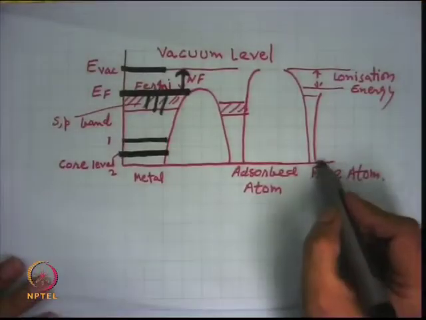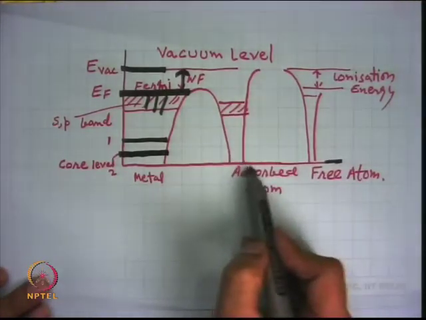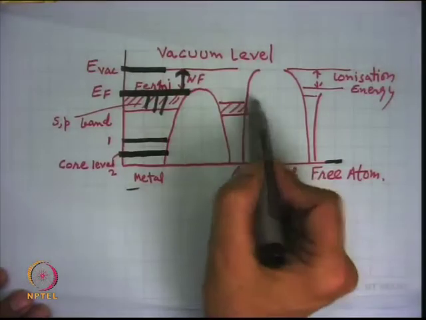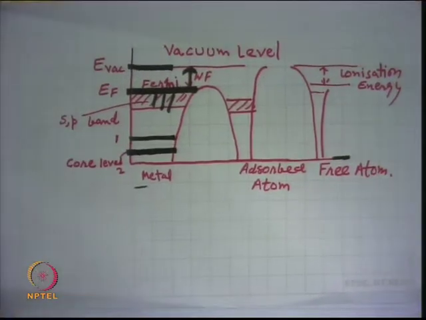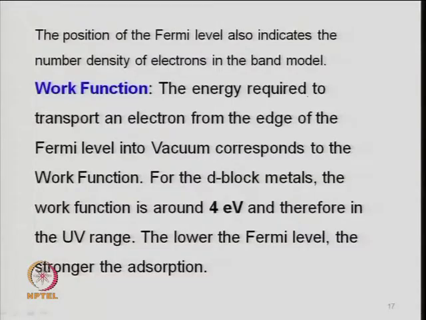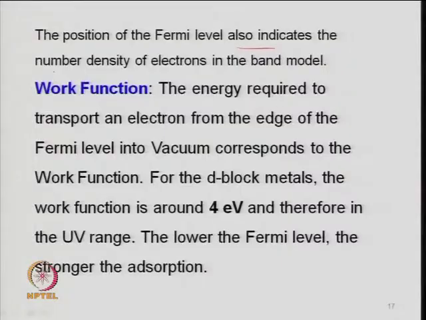So that is a free atom, and when this is a metal, this is an adsorbed atom. The energy band shifts, because chemisorption is related to electron transfer. That is the structure here, and that is the Fermi level. So the position of the Fermi level is very important. It shifts and moves. The position of the Fermi level indicates the number density of electrons in the band model.